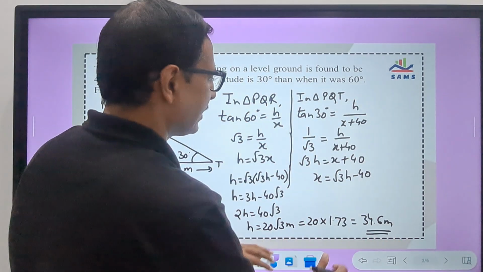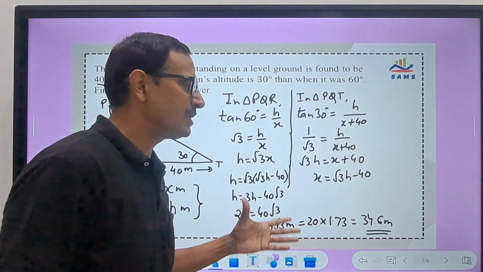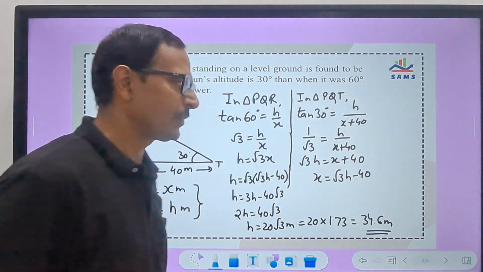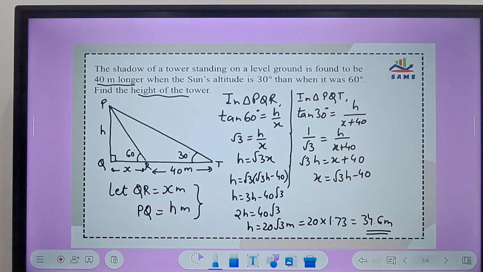So this is all algebra, right? How to eliminate one of the variables and get the value of the other variable. So this is how the question on the length of shadow of a tower works.